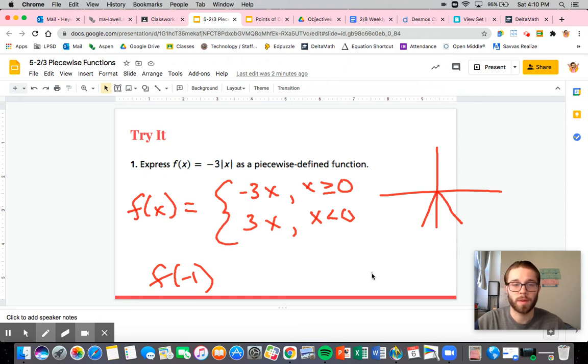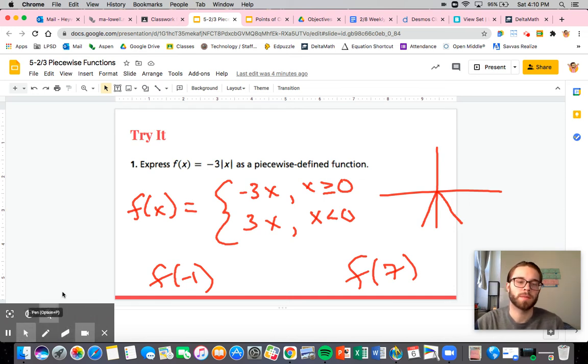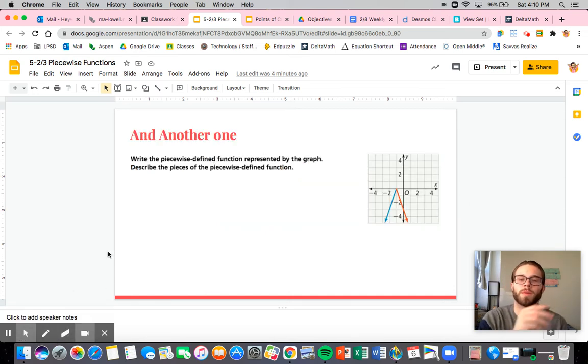So it would have to follow this one, right? And if I were to check f of 7, where am I going to plug that in? Oh, I'm going to plug it in over here, so it has to follow this one. Okay. So one more. Let's look at this one and see if we could build it from there.